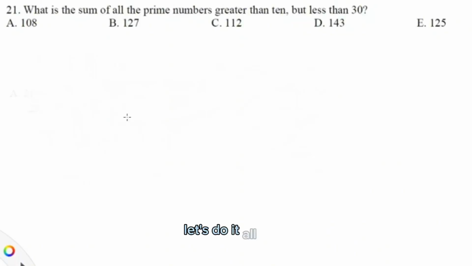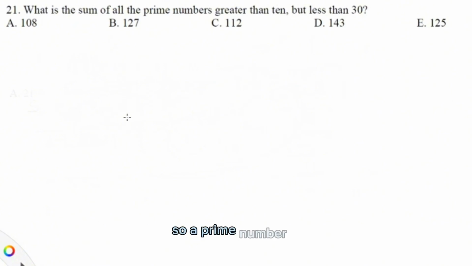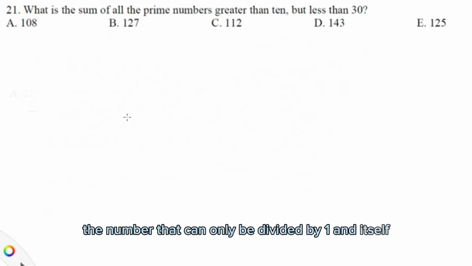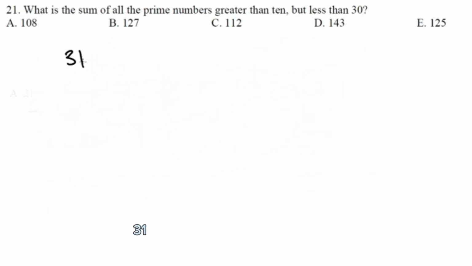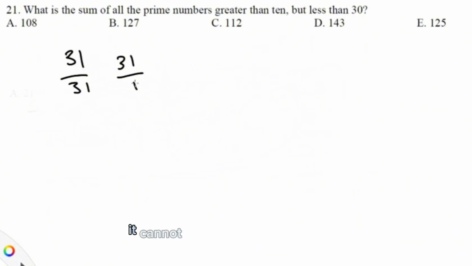Let's do it. Alright, what is the sum of all the prime numbers greater than 10 but less than 30? So first, we need to know what a prime number is. A prime number is just a number that can only be divided by 1 and itself. For example, 31 can only be divided by 31 and 1. Other than that, it cannot be divided by any number. So that is a prime number.